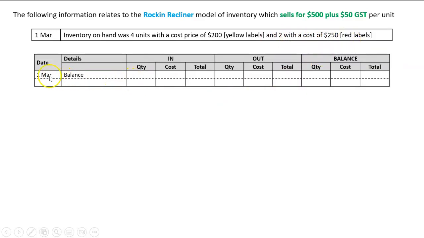So when we do our inventory card, we write the date, we write the word balance, and now remember, don't write this in the in column. These would have already come in last month. It's just an opening balance. So we go straight to the balance column and we do 4 at 200 is 800 and 2 at 250 is 500. Now when you're actually doing these, if you've got highlighters, you can highlight these in those respective colors if that helps you. So we can see yellow labels here, red labels here.